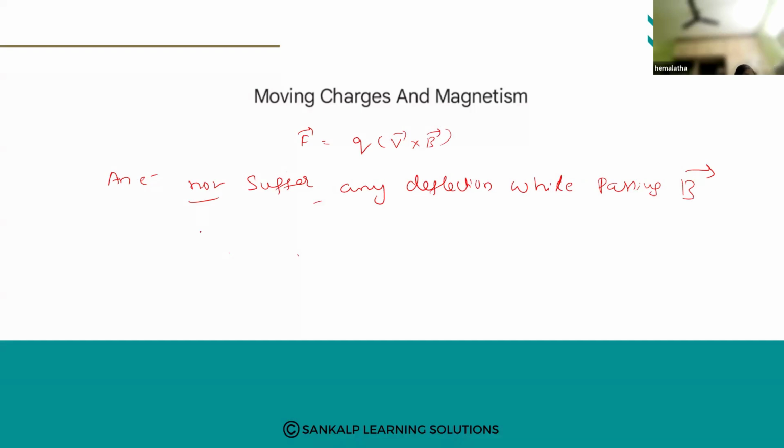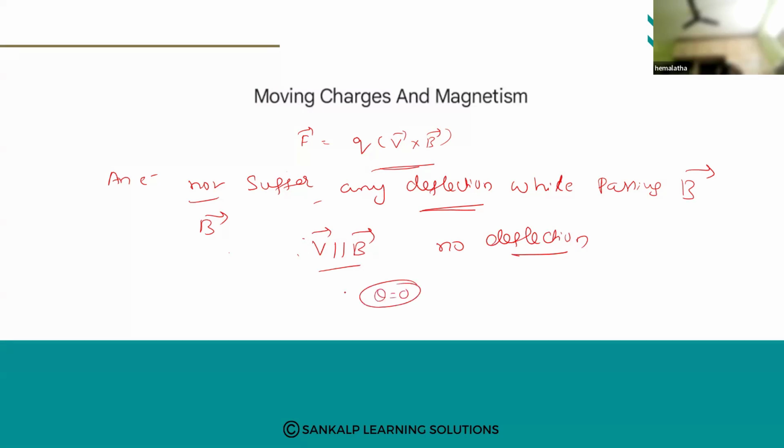What is the direction of the magnetic field? When the field is in that direction, the force is 0. So F is equal to Q of V cross B is 0, since V is parallel to B, both are parallel to each other. From this equation, when V is parallel to B, there is no deflection, because the force is 0. So theta is equal to 0. Parallel gives zero, perpendicular gives maximum.